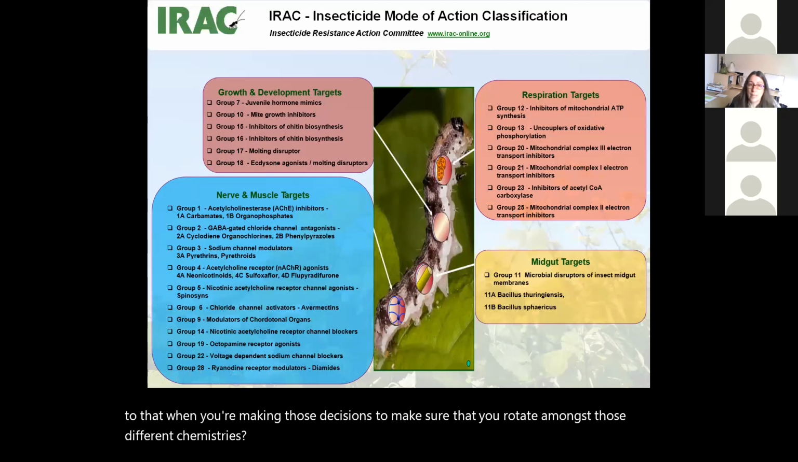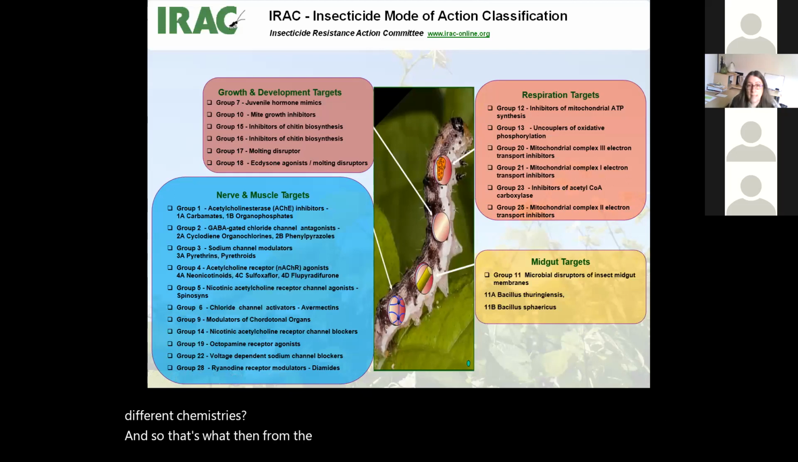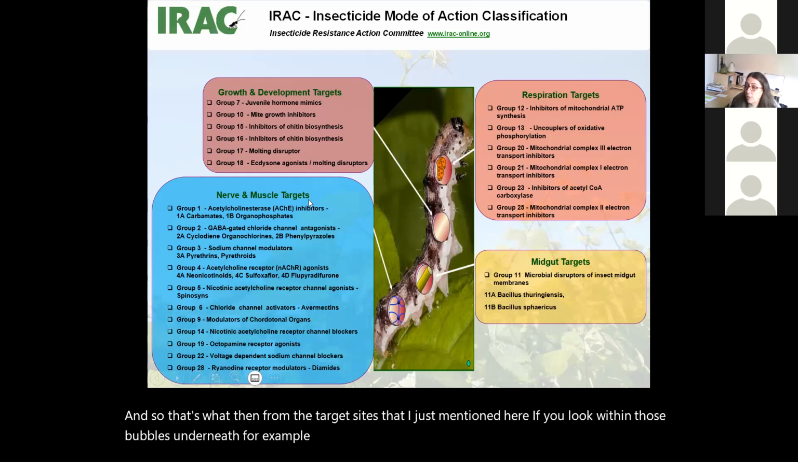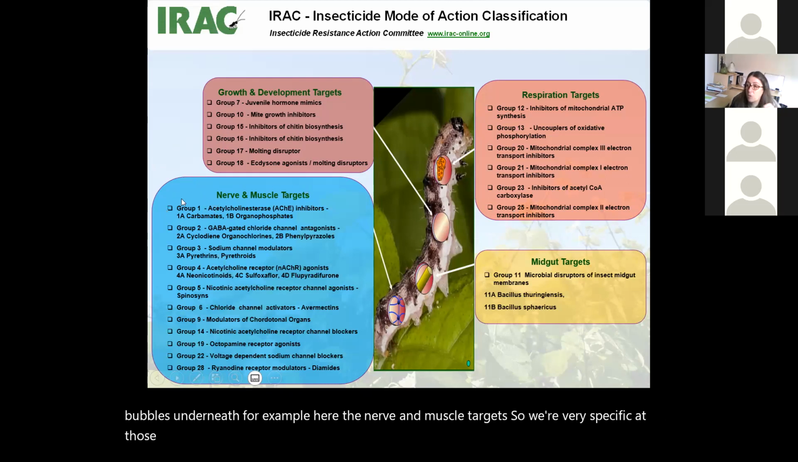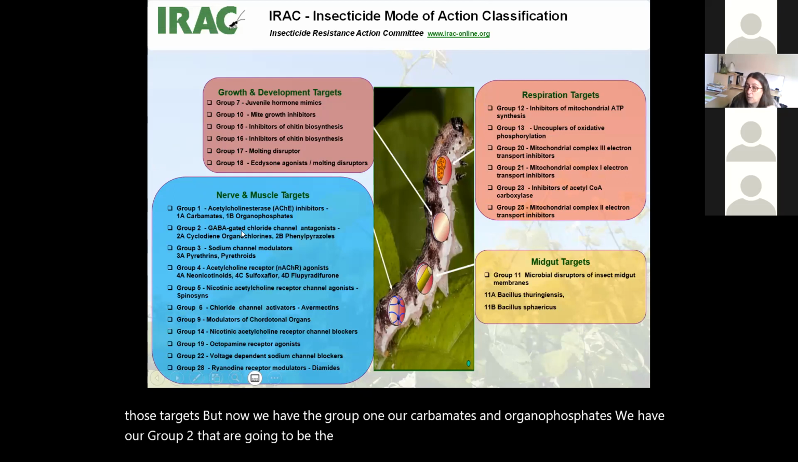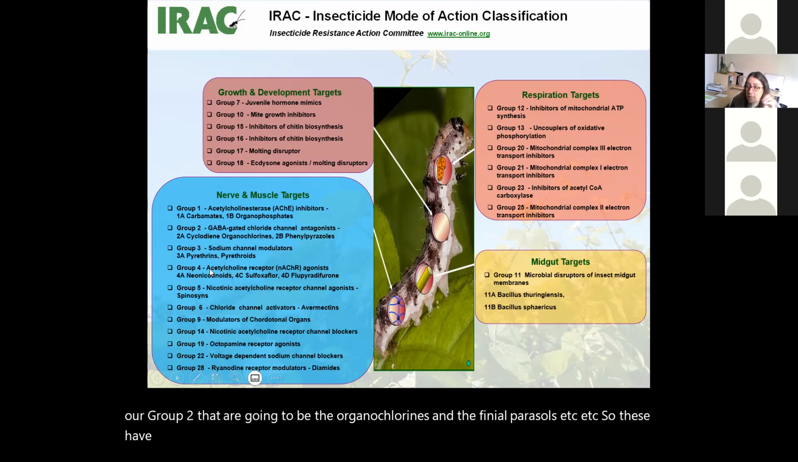And so from the target sites that I just mentioned, if you look within those bubbles underneath, for example, the nerve and muscle targets, we're very specific at those targets. Now we have group 1, that's our carbamates and organophosphates. We have group 2 that are going to be the organochlorines and the phenylpyrazoles, et cetera, et cetera. So these have been grouped from the target site to the mode of action. And that's the grouping, in this case, for the insecticides.